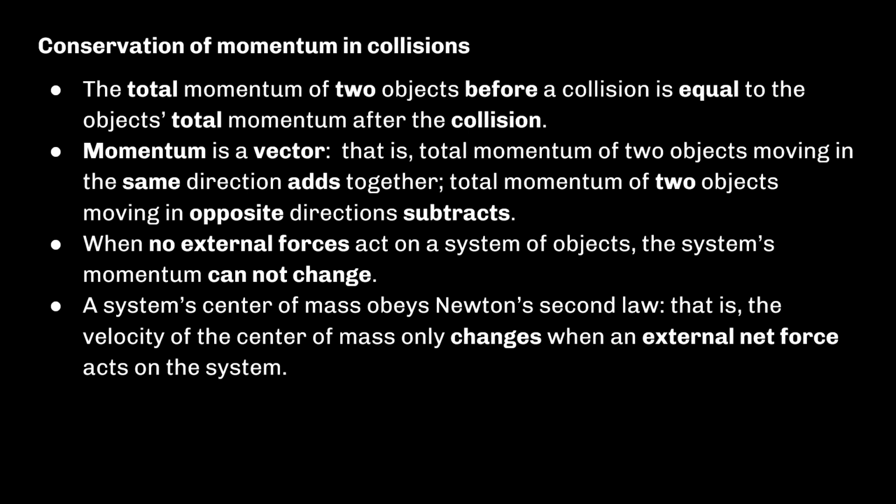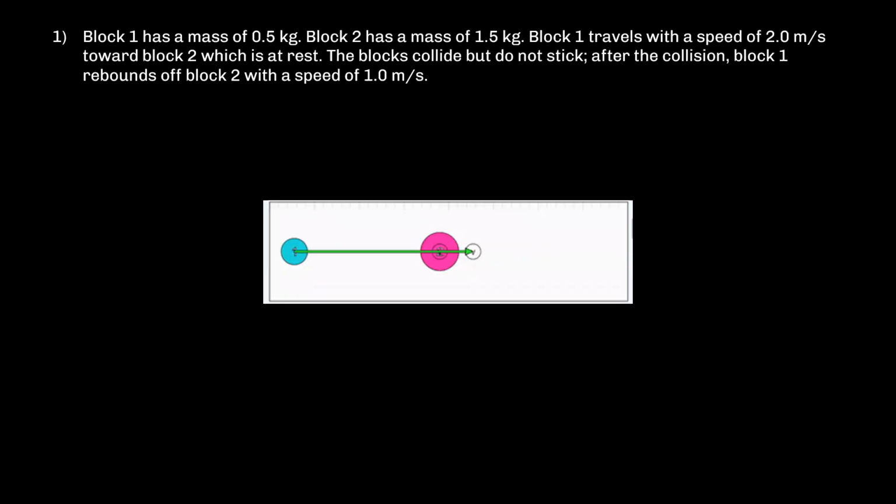No external forces means the momentum will not change for the system. And then the last one there, the system's center of mass obeys Newton's second law. That means the velocity of the center of mass will only change when there's an external net force acting on the system. So let's now get into our example.